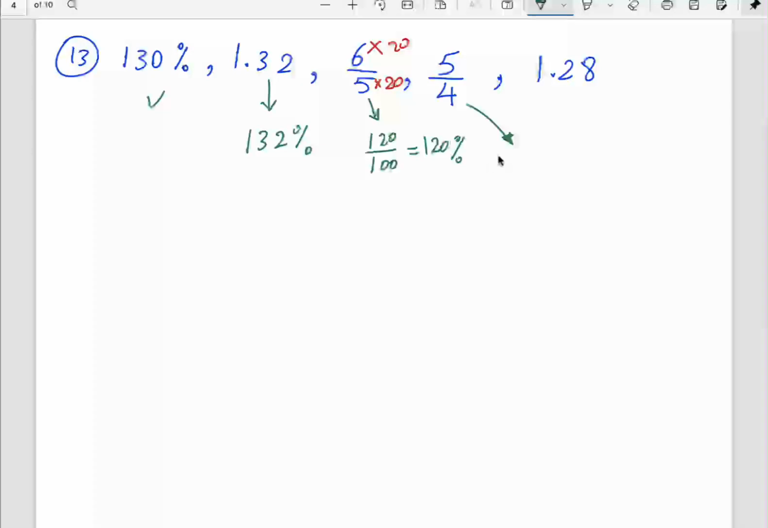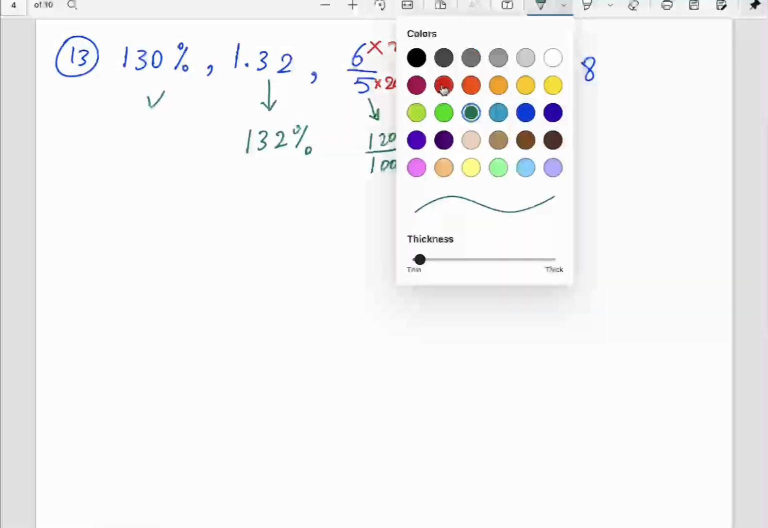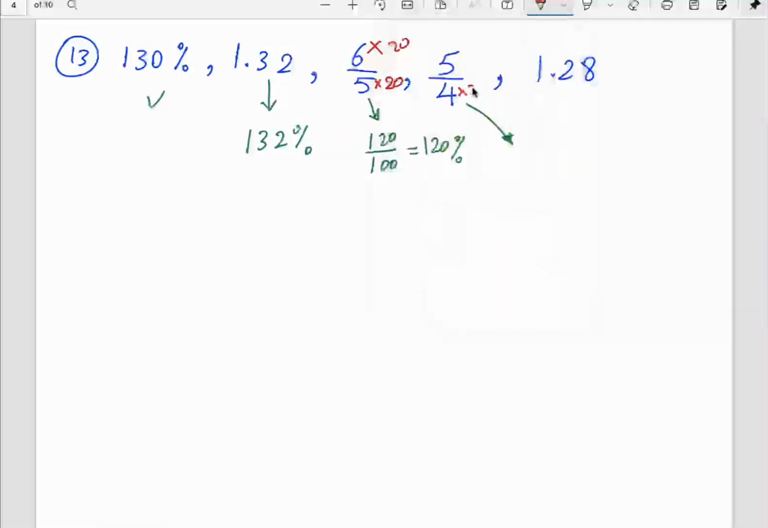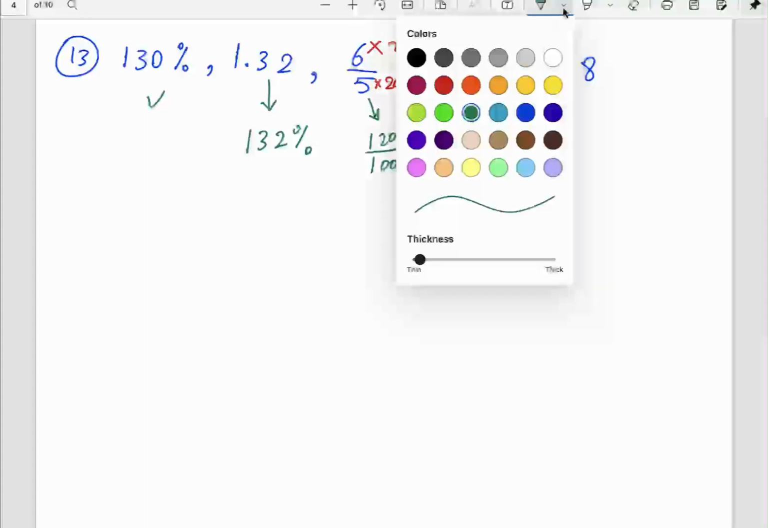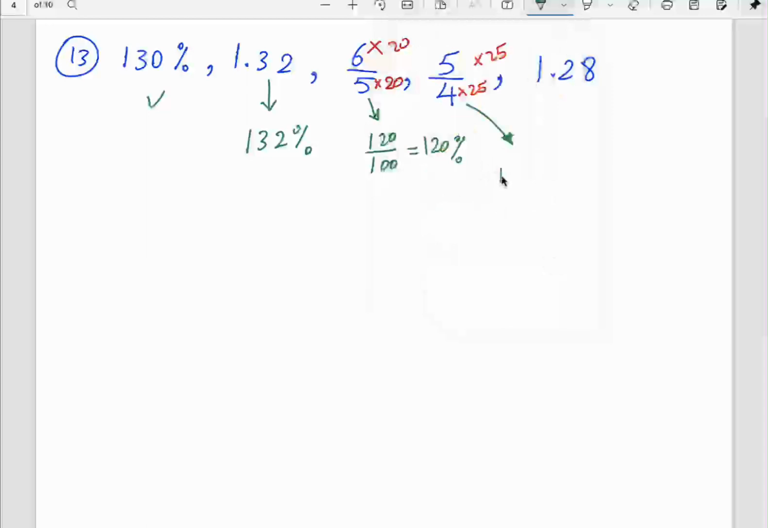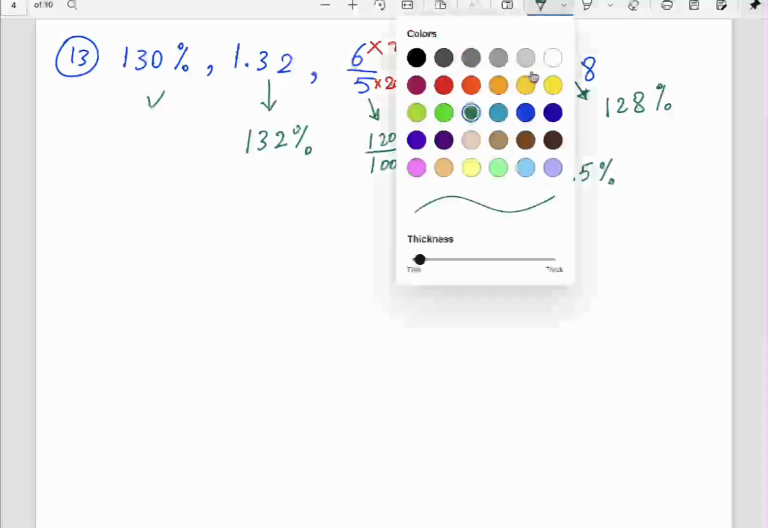And 5 over 4, we multiply it by 25. So 4 multiplied by 25 equals 100. 5 multiplied by 25 equals 125. It will be 125 over 100, 125 percent. And this one, we move it to the right 2 times, 128%. Okay, now let's write the order.